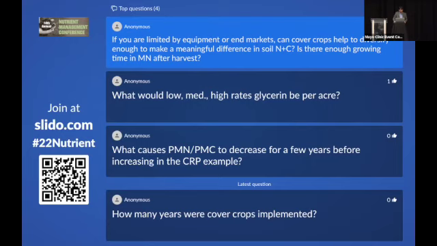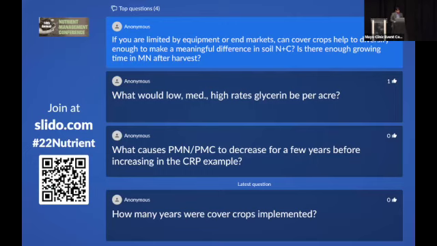All right, first question. If you are limited by equipment or end markets, can cover crops help to diversify enough to make a meaningful difference in soil nitrogen, carbon? Is there enough growing time in Minnesota after harvest? Yeah, that's a great question. Yes, cover crops maybe get you some of those benefits. Like you all know that cover crops can improve the soil organic matter. At the same time, it can bind a lot of those nitrate. And if you are using some winter cover crops, when the next cash crop that you are growing, at that time, some of those nitrogen will be released. And that can be beneficial for your cash crop.